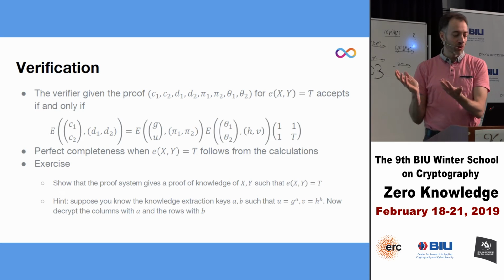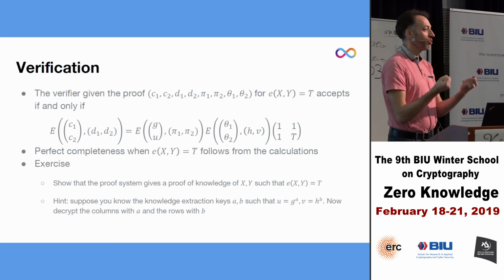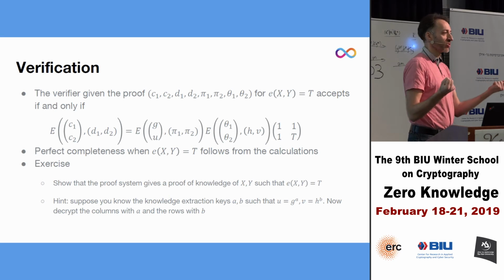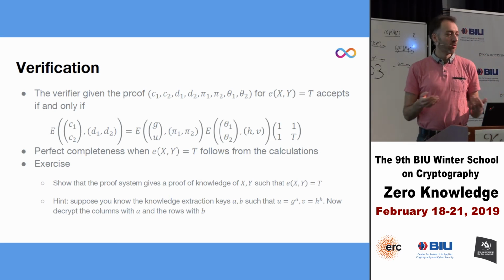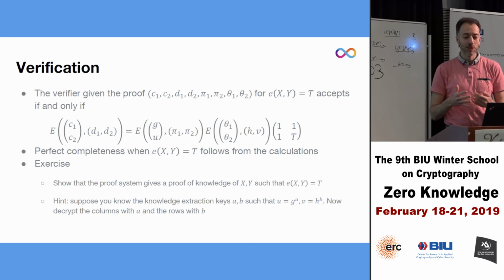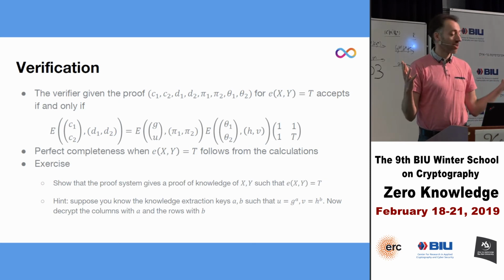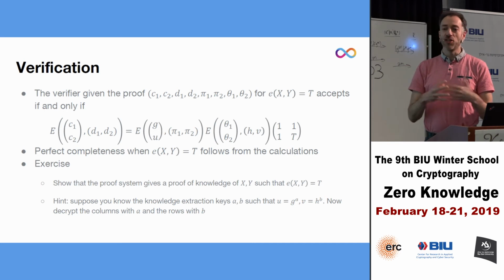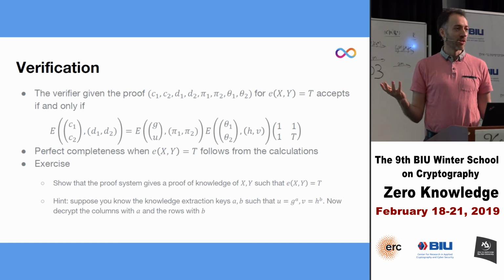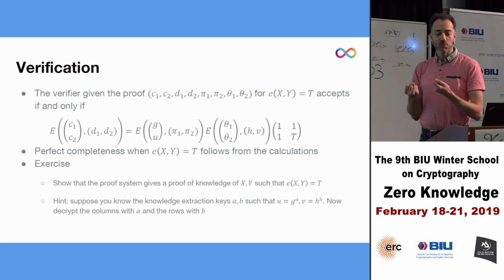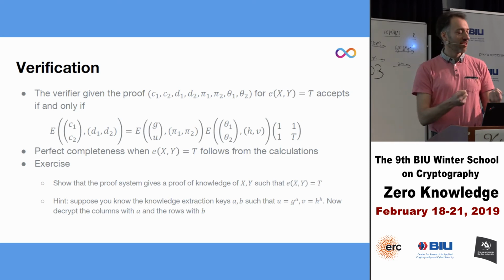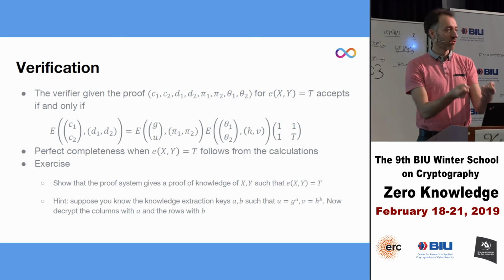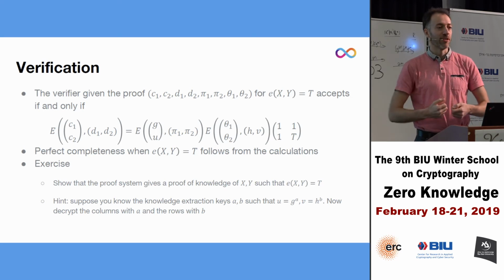And for soundness, you don't actually need to know them. You just need to be sure that they exist, right? And of course they exist, because G is a generator and H is a generator. So U will be equal to G to some A, okay? And V will be H to some B, okay? So from a soundness perspective, we just need to know that they exist, and if these A and B exist, we will actually be able to show that there exists some X and Y such that they pair to T.